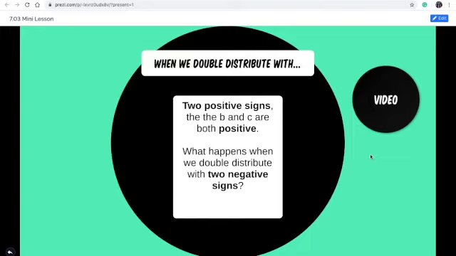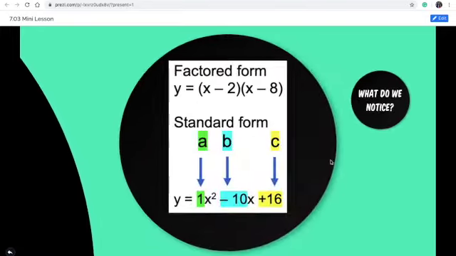Let's take a look at the standard form equation. Her factored form was y equals x minus 2 times x minus 8. Her standard form equation was y equals 1x squared minus 10x plus 16. As you can see, her b term is now negative and her c term is positive. So what do we notice when we compare the factored form with two negative signs to the standard form equation with a negative sign and a positive sign?